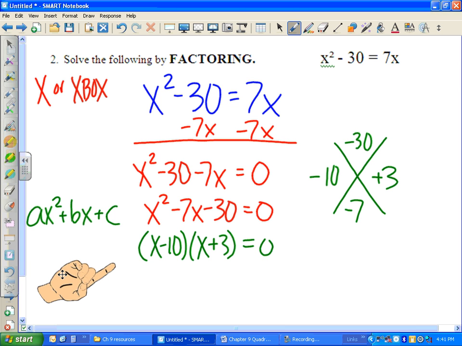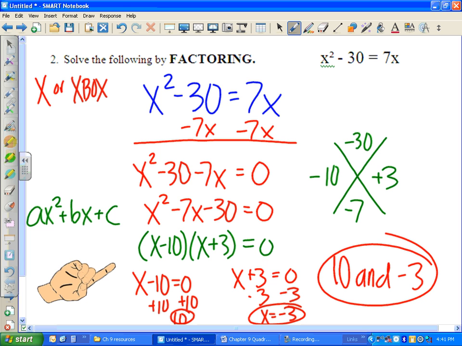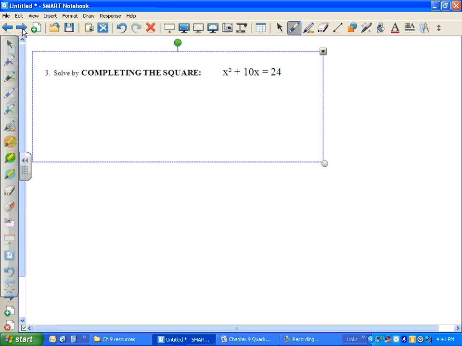I wanted you to give me the actual two answers. And so the next step would be to solve each one equal to 0. You're going to use that 0 property. Solve it. Plus 10 plus 10. This one's going to be 10. Oh, barely fits. Minus 3 minus 3. This one's going to be x equals negative 3. So there are your two answers. Your two answers are 10 and negative 3. Okay, done.